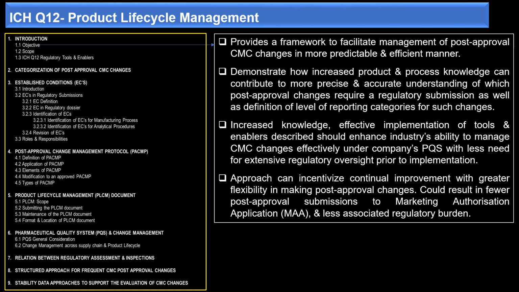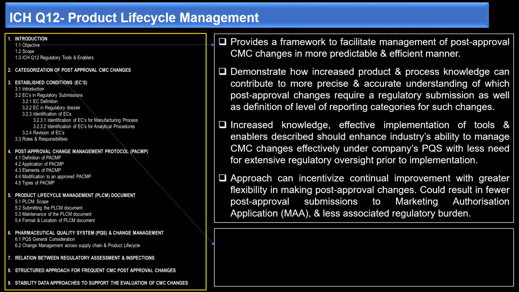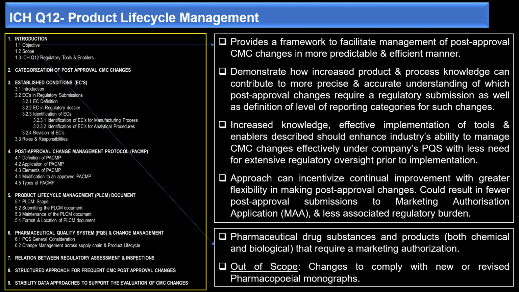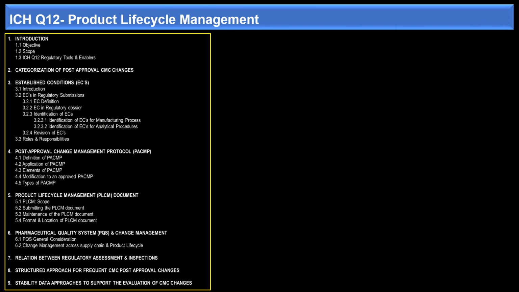This approach can incentivize the continual improvement with greater flexibility in making post-approval changes, and it could result in fewer submissions to the marketing authorizations and less regulatory burden. If we look into the scope, so this guideline is applicable to the pharmaceutical drug substance and drug product of both chemical and biological category that requires a marketing authorization. However, the changes to comply with new or revised pharmacopoeial monographs are not in the scope of this guideline.